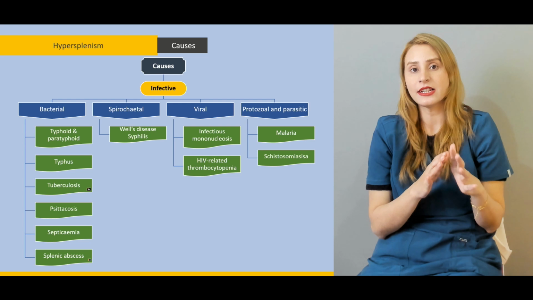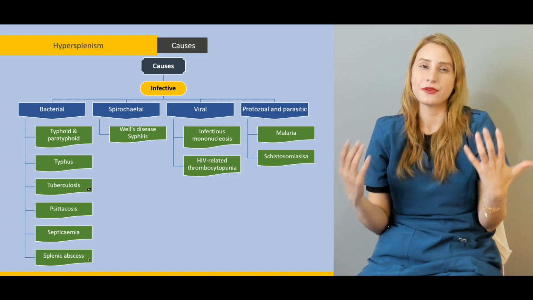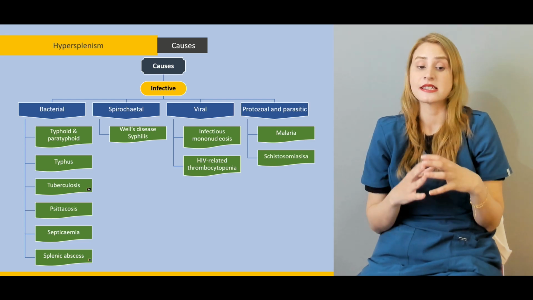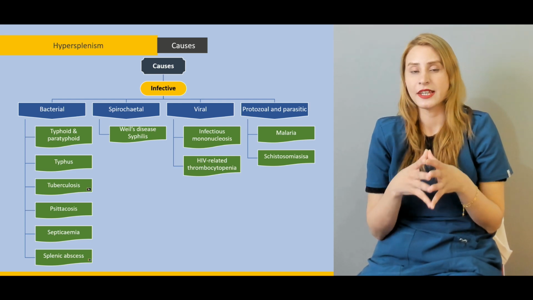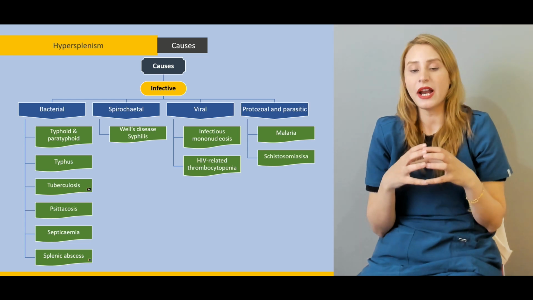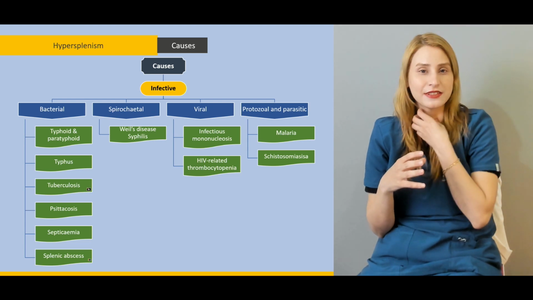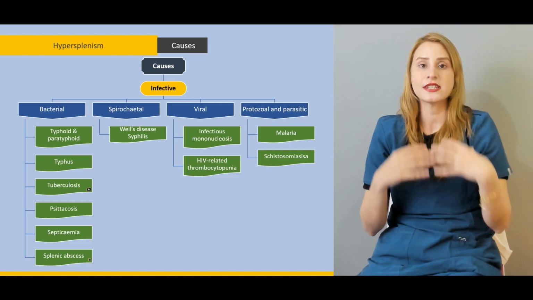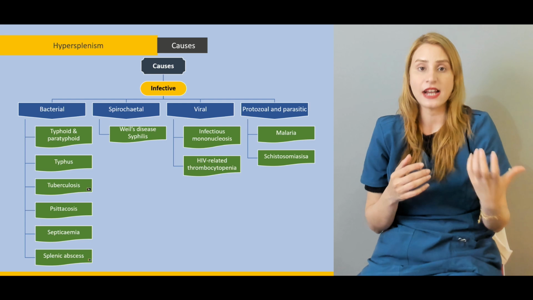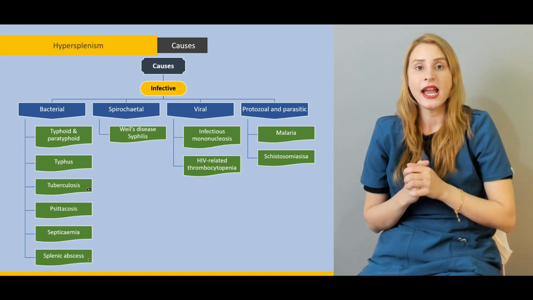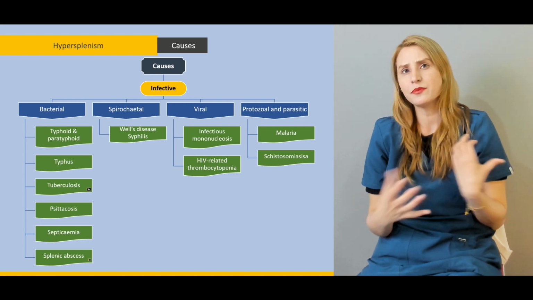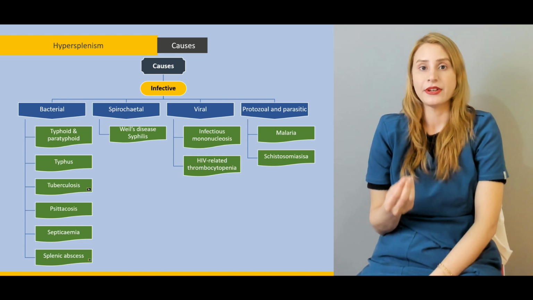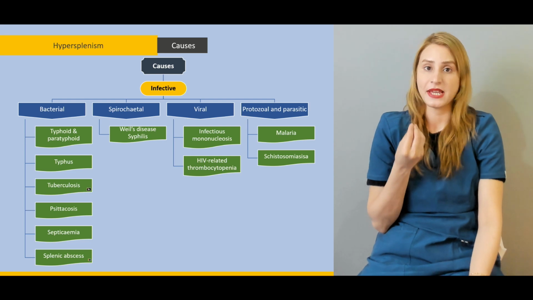So the causes for bacterial: typhoid, paratyphoid, tuberculosis, septicemia, splenic abscess. And talking about the spirochaetal infections, Weil's disease or syphilis. And in case of the viral infection, there's infectious mononucleosis and HIV-related thrombocytopenia. And one of the most important causes for splenomegaly is malaria and schistosomiasis.